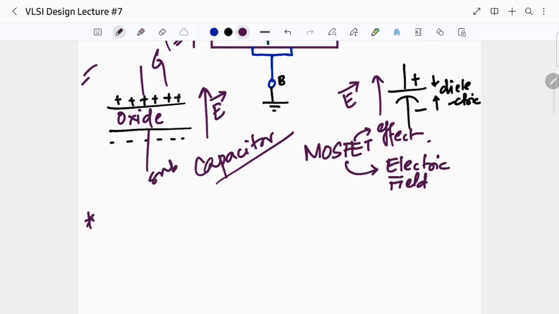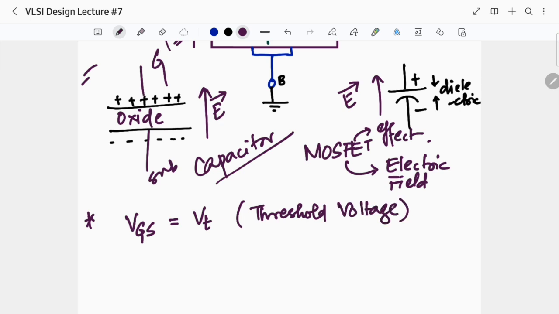The moment the value of VGS is equal to a particular value which then got us our channel, we will call that voltage level Vt. You need to remember that it is V with a subscript small t. That is our threshold voltage. Always remember it's a small t, not a capital T. That is also a significant thing.